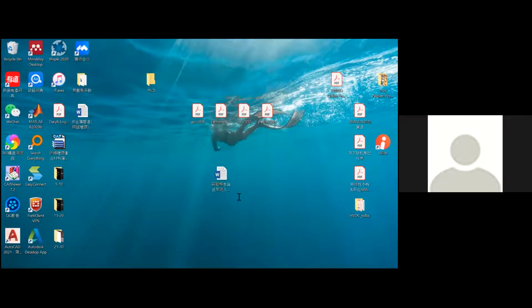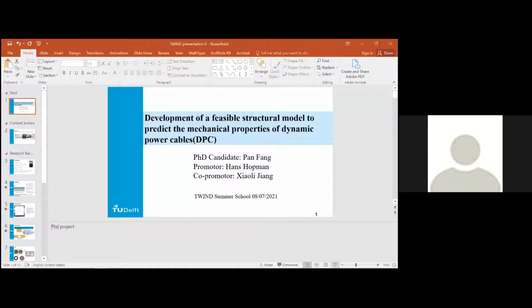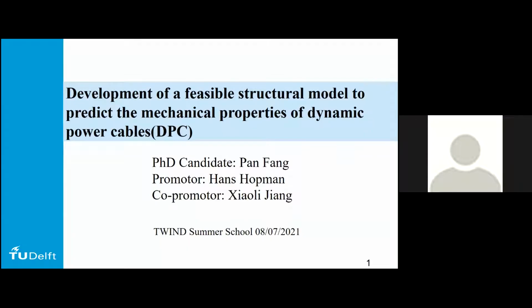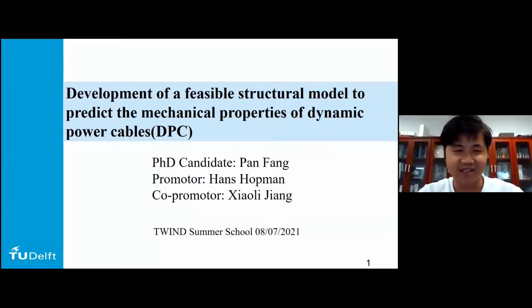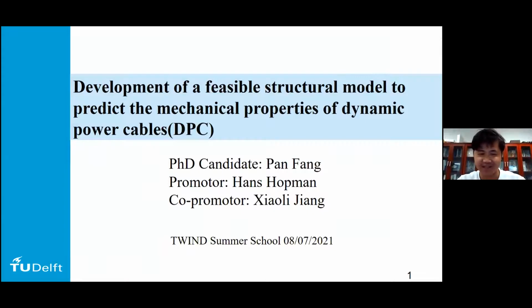Can you see the screen? Not yet. We can see yours. Okay. Can you move to presenter mode? Perfect. Yes. Excuse me, my laptop is extremely slow, so sometimes the picture is not smooth. But right now, you see it.